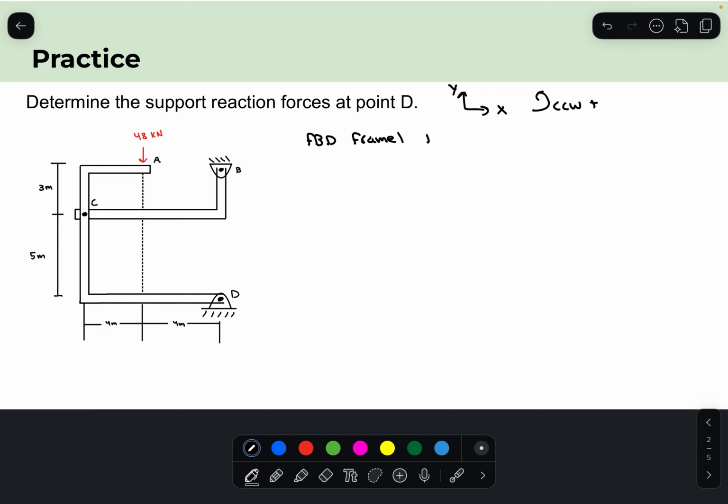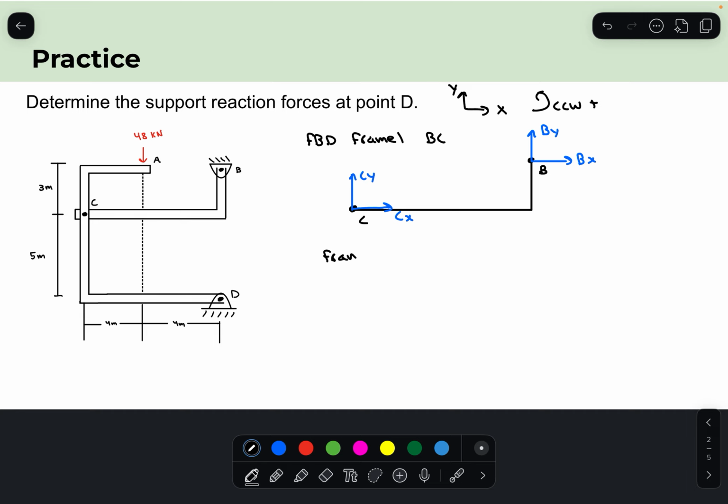will be BC, and it's going to look like an L structure. We're going to have the pin B here and pin C over here. Because they are pins, they are both going to have a Y and X reaction force. And we always assume tension. And that is it.